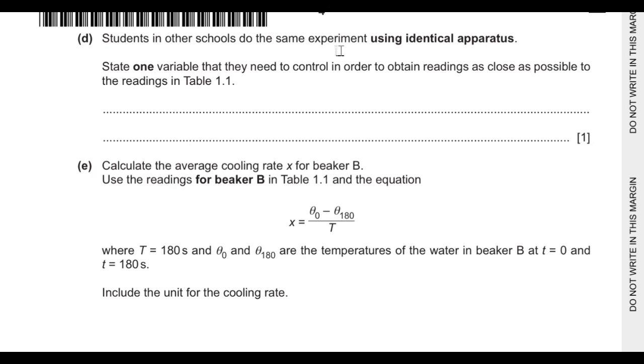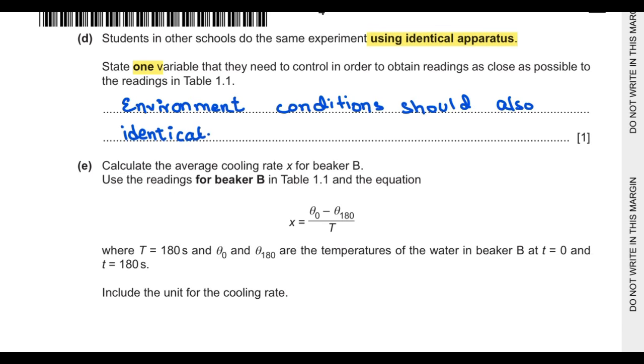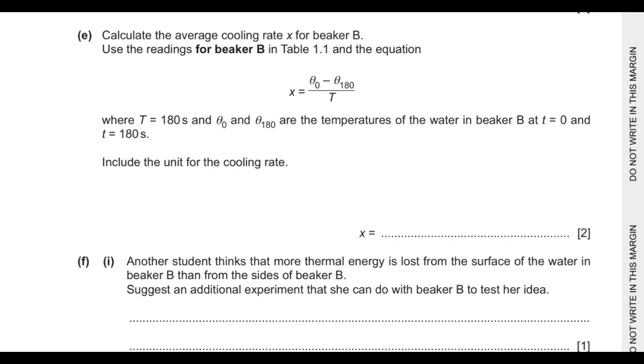D part says the students in another school do the same experiment using identical apparatus. State one variable they need to control in order to obtain readings as close as possible to the readings in table 1.1. So the students are doing the same experiment using identical apparatus. How can they make the readings close to table 1.1? They also need to make the surroundings identical. So the answer is environmental conditions should also be identical, for example temperature and other things.